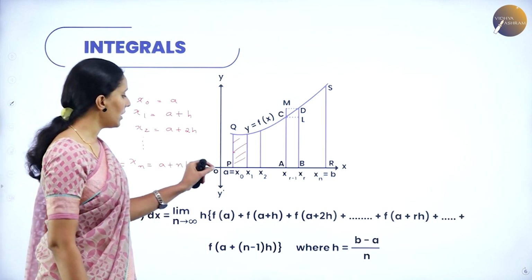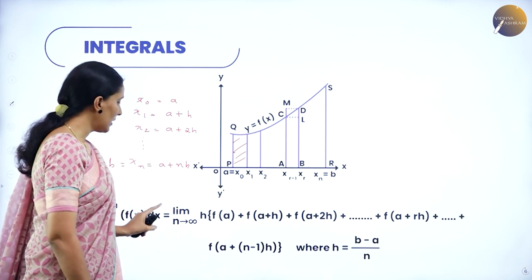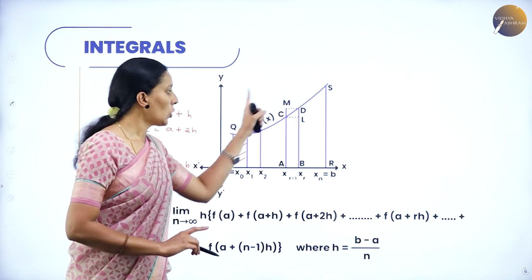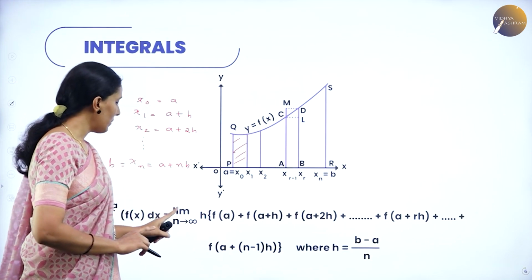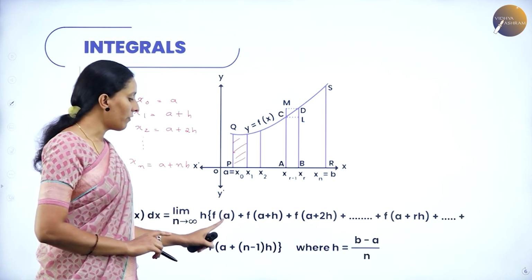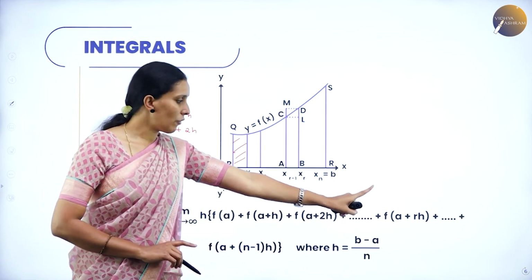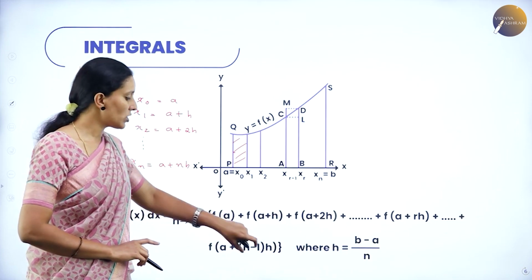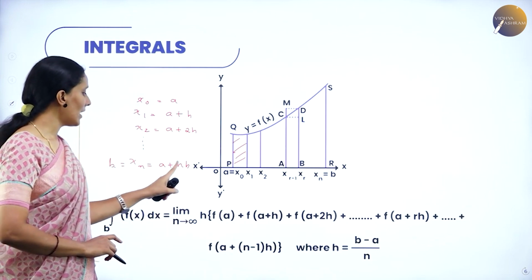So now here, if each interval is in this form, if you take the limit of this sum, then each limit, adding all the limits, we will get the total area bounded by this region. That is why I have taken here limit as n tends to infinity, f of a plus h, f of a plus 2h, until f of a plus rh, until f of a plus n minus 1 into h, which is the last interval. Here h is nothing but b minus a divided by n.